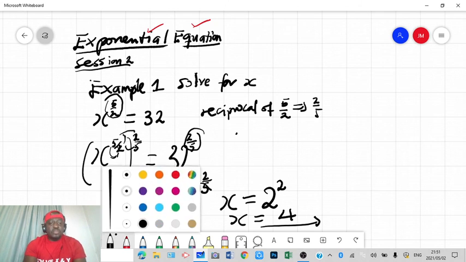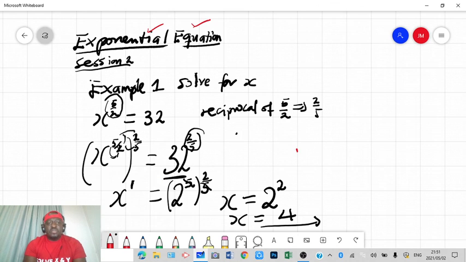So key points to note. Your index is reciprocated. Mathematical term, you turn that fraction upside down on both sides, and then you change 32 also to an exponent that will help you cancel out this.